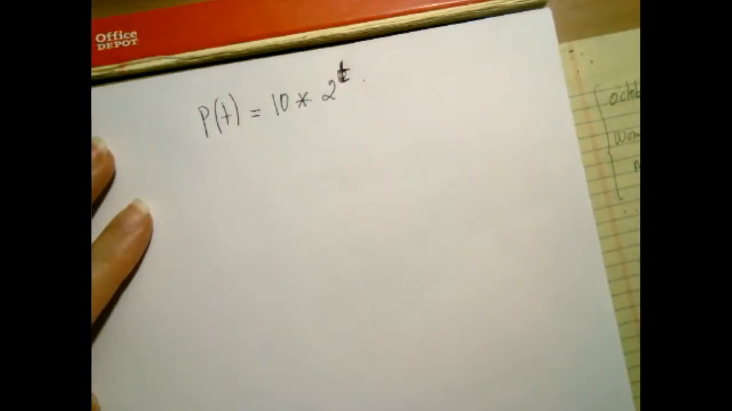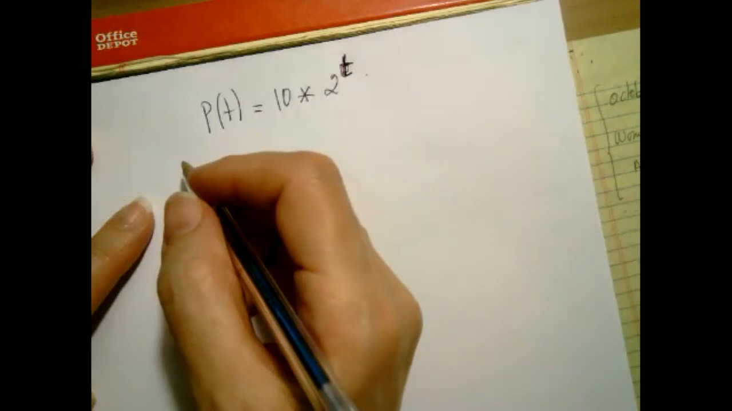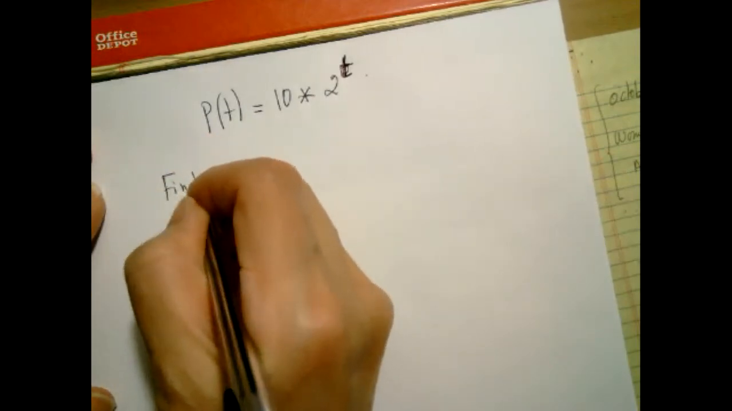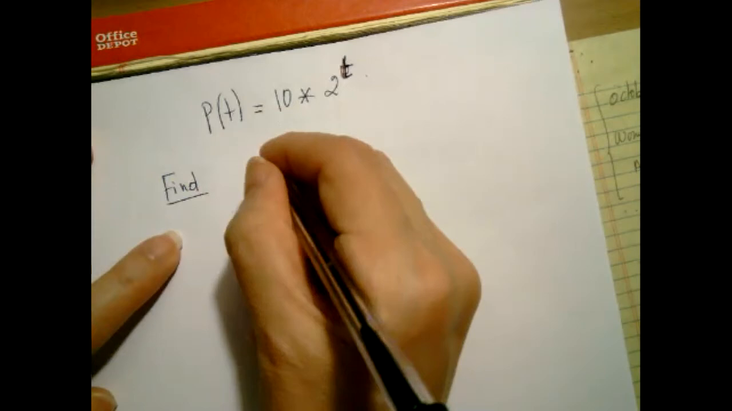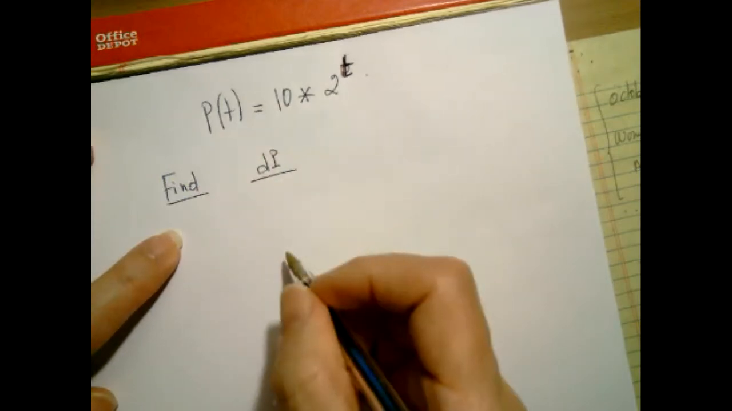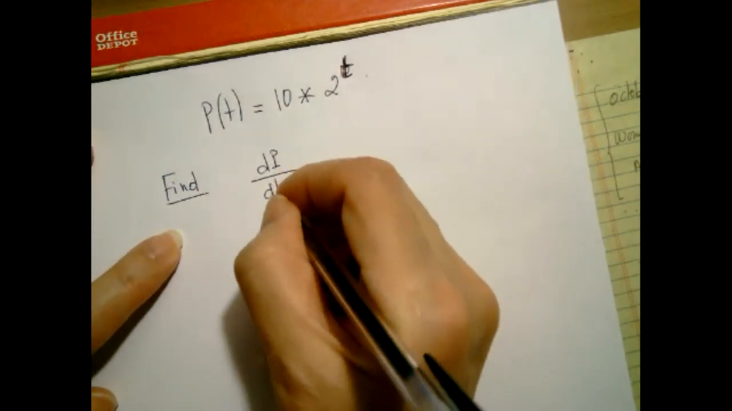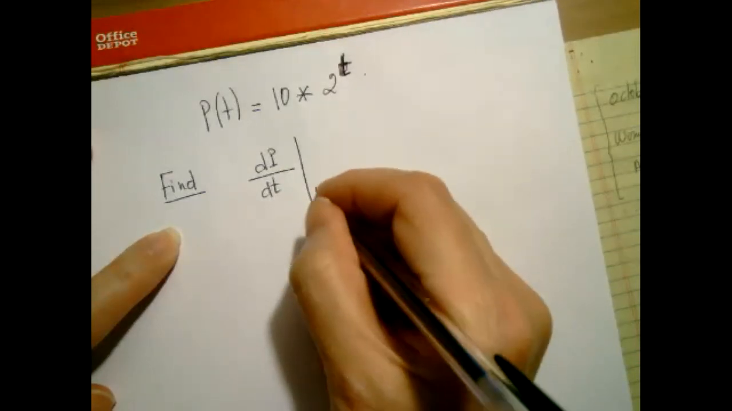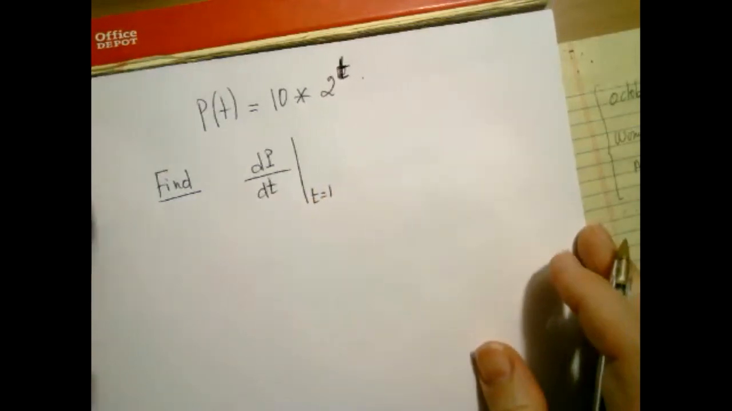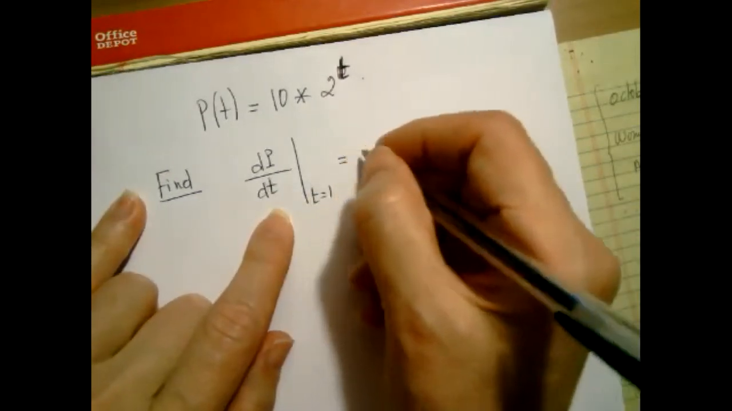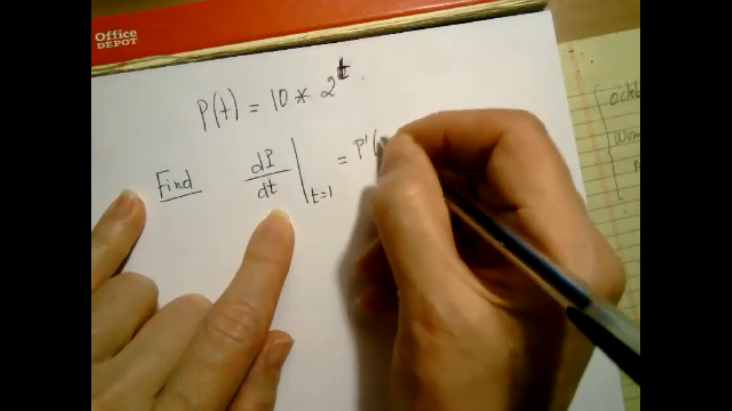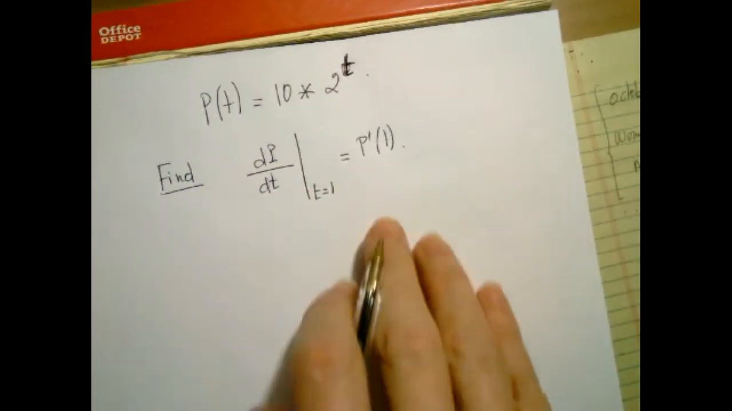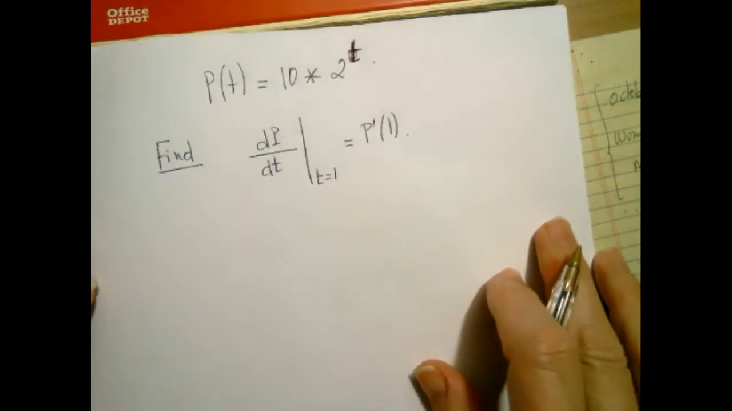And now the question is the following. Find the derivative of p, dp, because that's the change of population over change in time, and I want it at t equal to 1. I use this notation on purpose because it means basically I want the derivative at 1. Simple. And then we're going to try to understand what this represents.